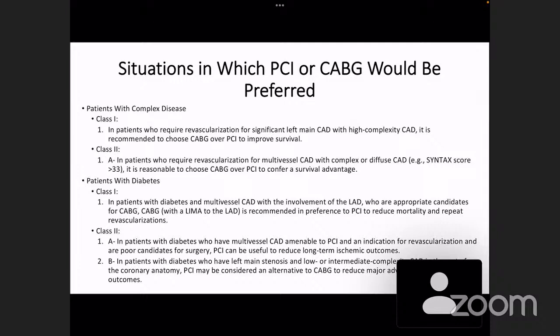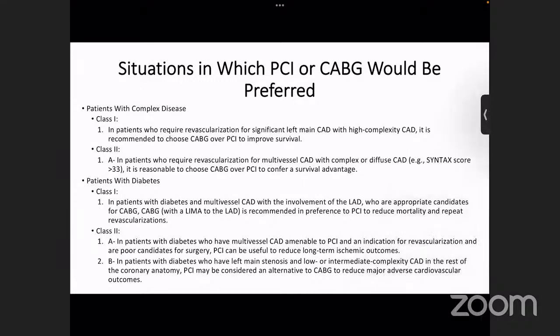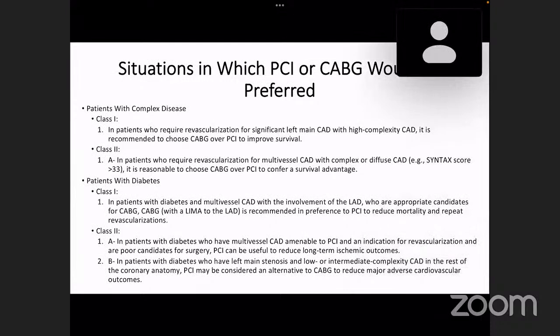Class 2A indication: in patients with diabetes who have multivessel coronary artery disease amenable to PCI and an indication for revascularization and are poor candidates for surgery, PCI can be useful to reduce long-term ischemic outcomes. In patients with diabetes who have left main stenosis and low or intermediate complexity in the rest of the coronary arteries, PCI may be considered an alternative to CABG to reduce major adverse cardiovascular outcomes.